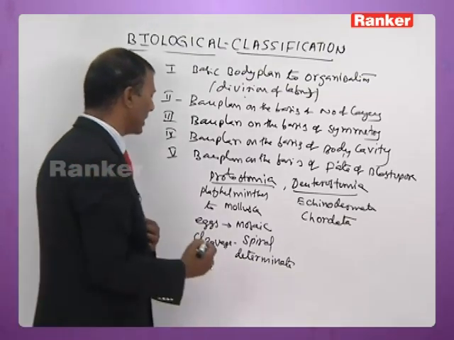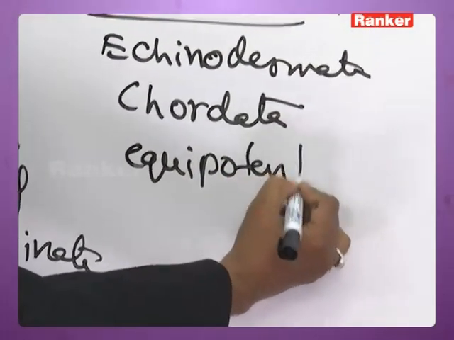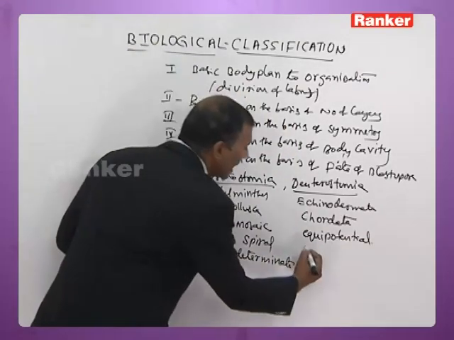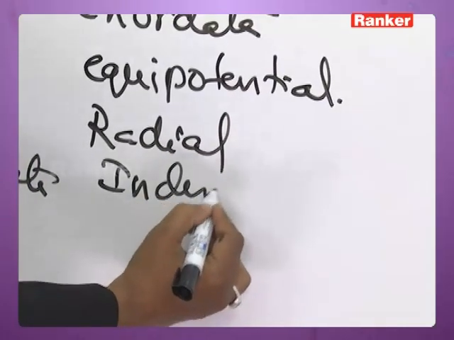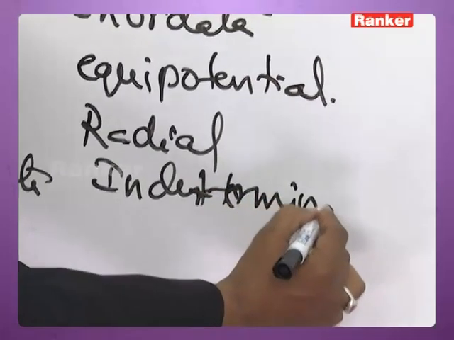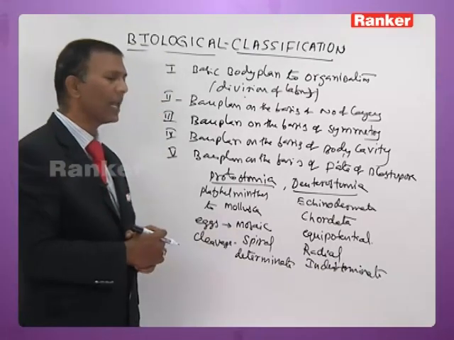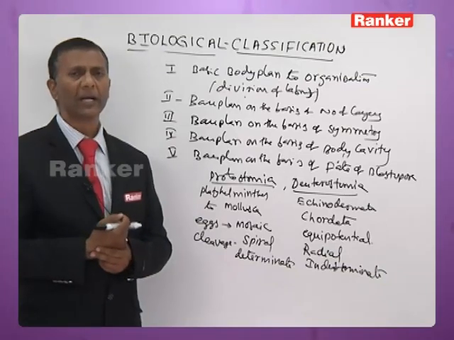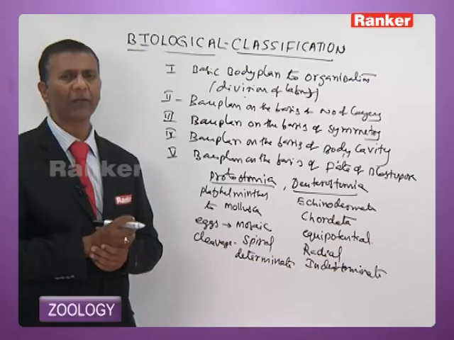Then in deuterostomians, eggs are known as equipotential eggs. Equipotential eggs are present here now, and the cleavage is radial and indeterminate. Cleavage is radial indeterminate and the eggs are equipotential. In protostomians, eggs are mosaic and the cleavage is spiral and determinate. So that is the body plan on the basis of the fate of blastopore.